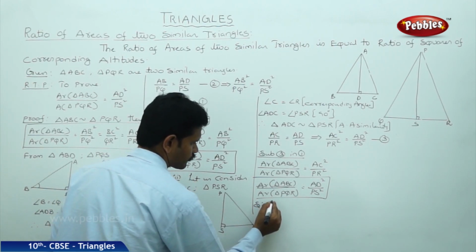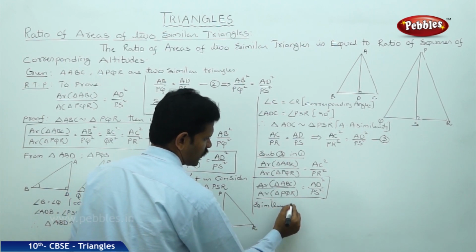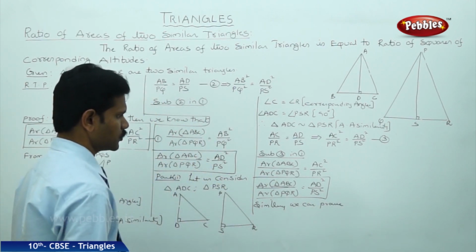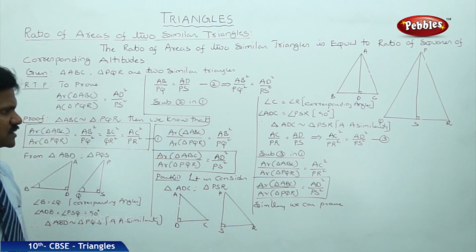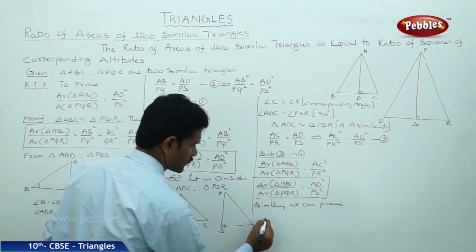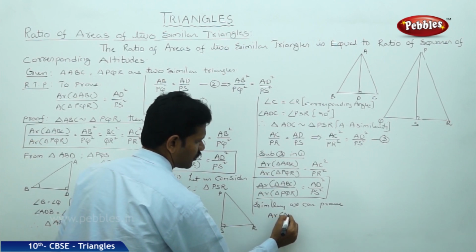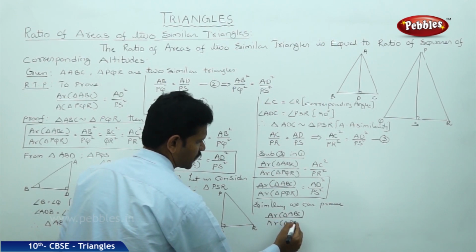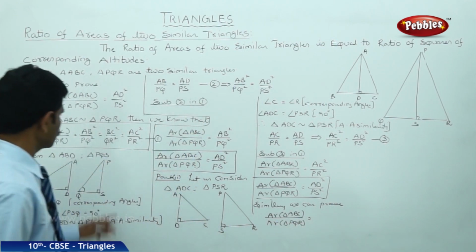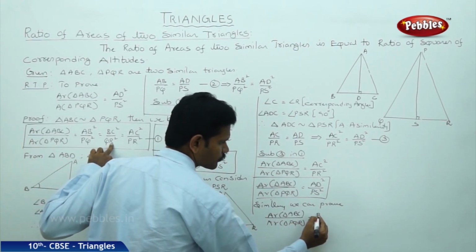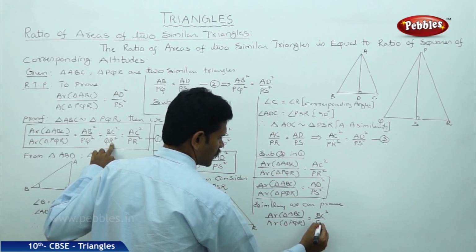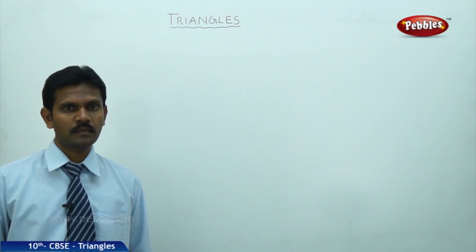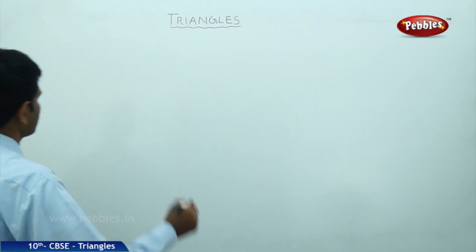Similarly, we can prove part 3, that is area of triangle ABC by area of triangle PQR is equal to BC square by QR square. Let us see the next theorem, Pythagoras theorem.